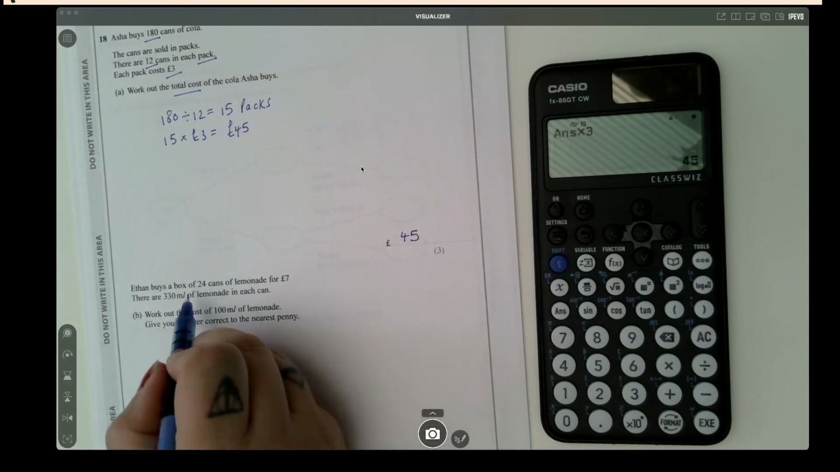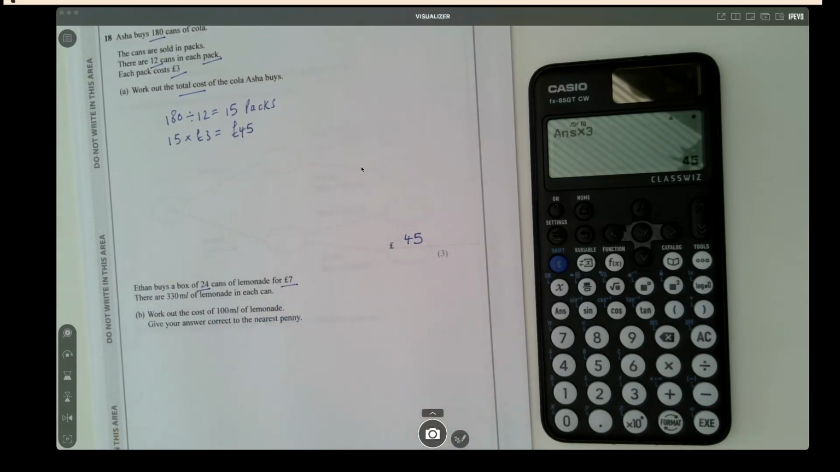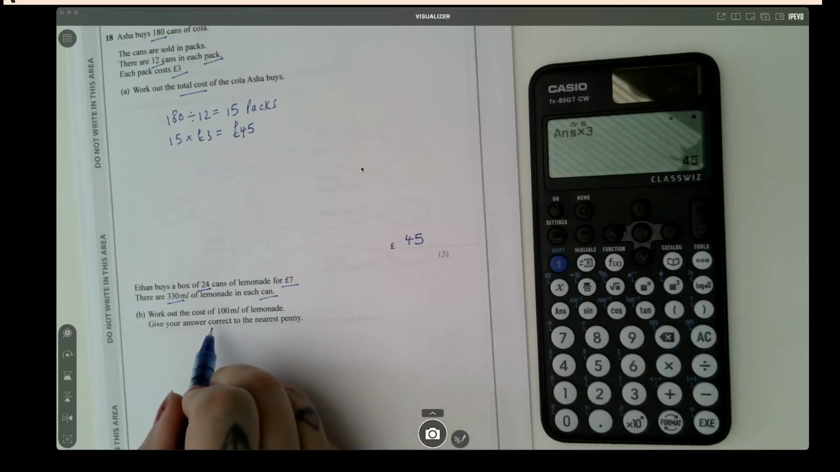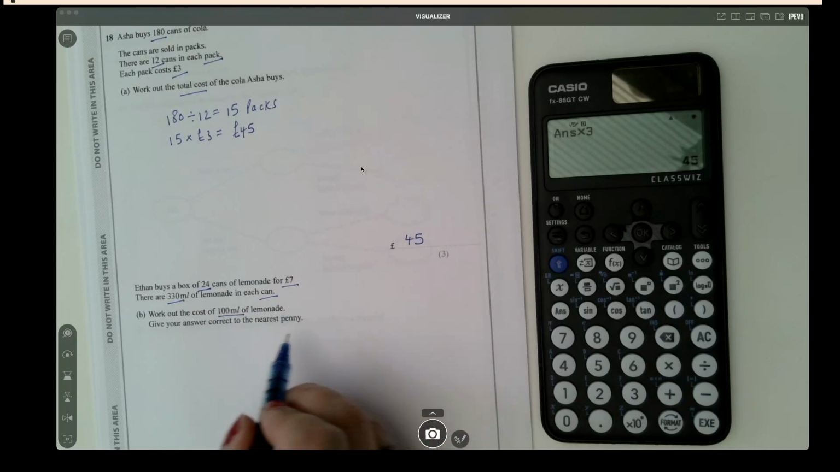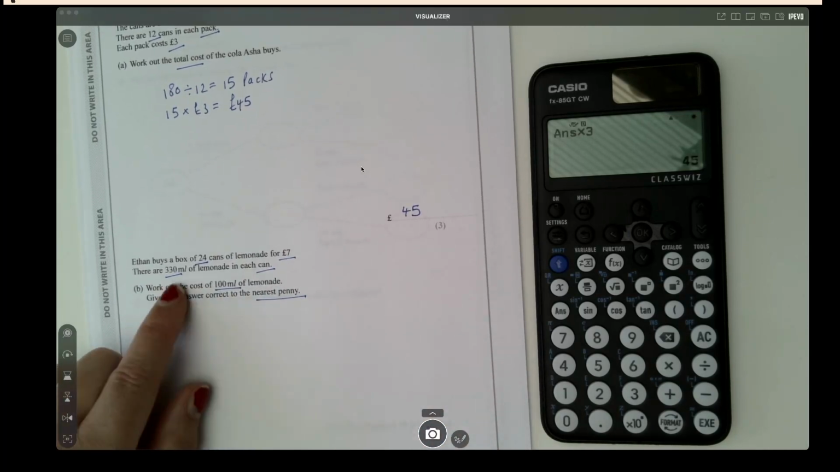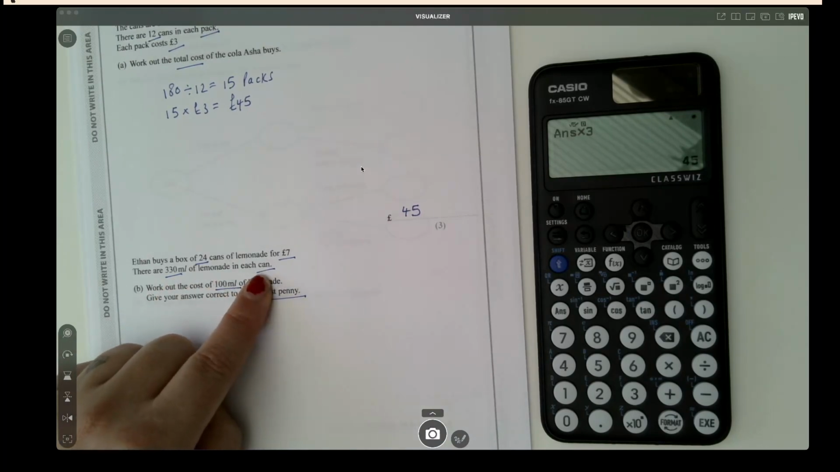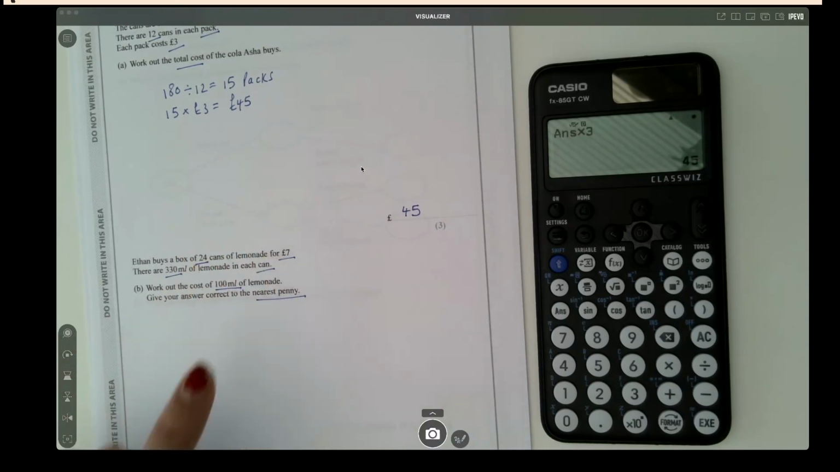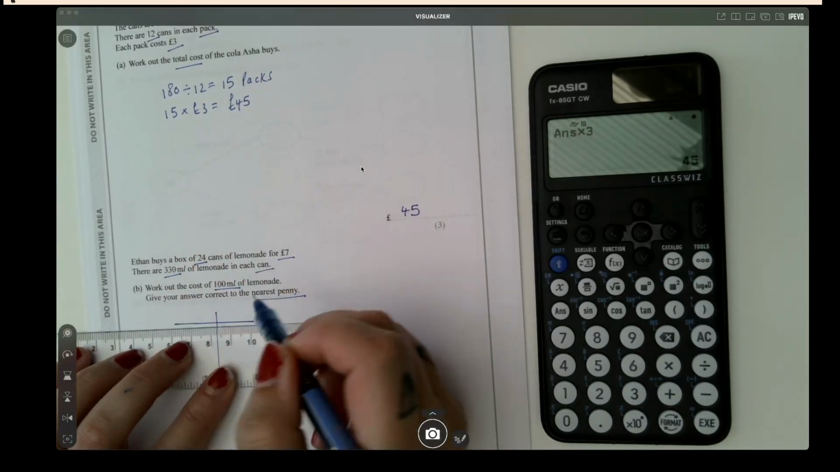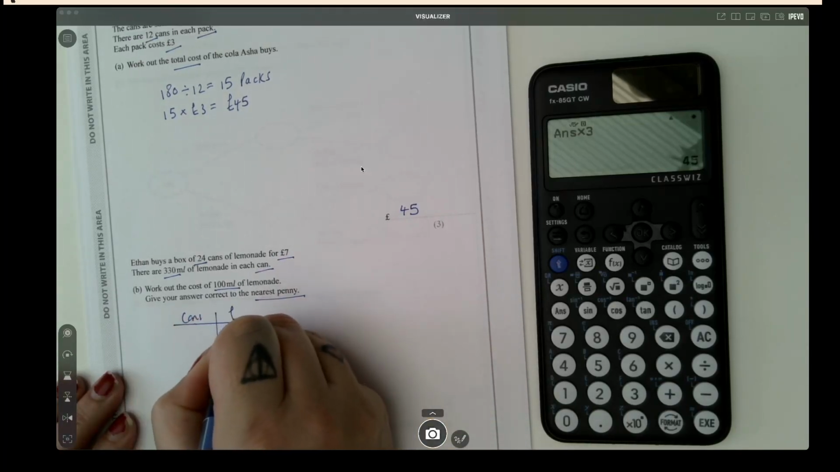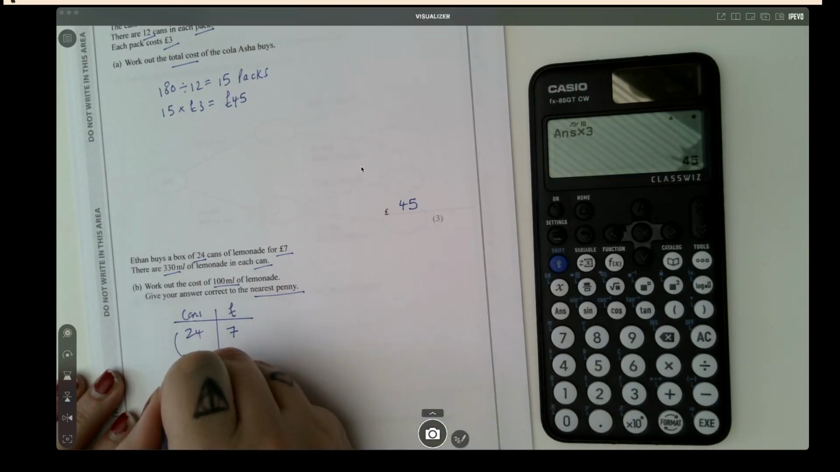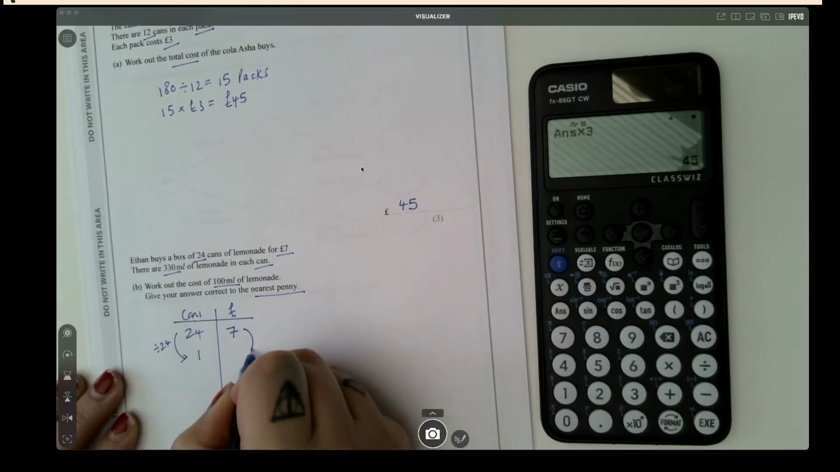Ethan buys a box of 24 cans of lemonade for £7. There are 330 ml of lemonade in each can. Work out the cost of 100 ml of lemonade. Give your answer correct to the nearest penny. Okay, so we've got the number of mils for each can, and we've got the price for 24 cans. So let's figure out the price for one can first. So this is the cans and this is the price. So if 24 cans cost us £7, we want one can, we're going to divide by 24.